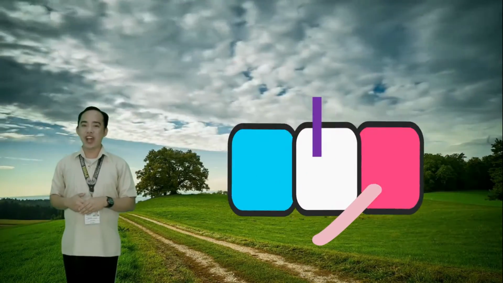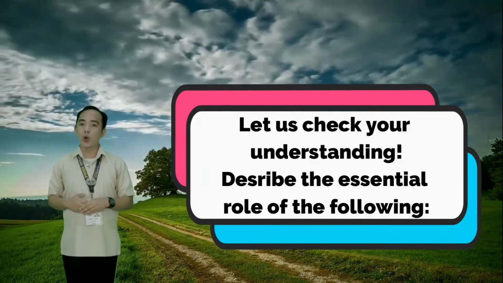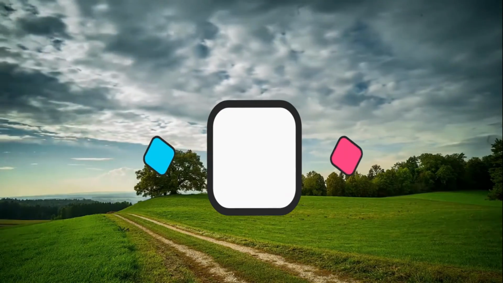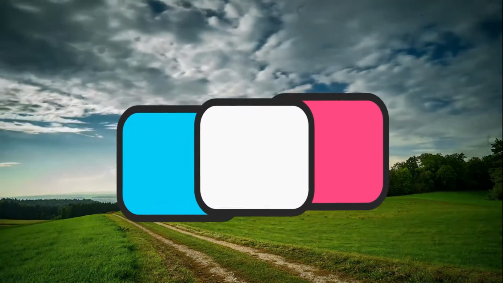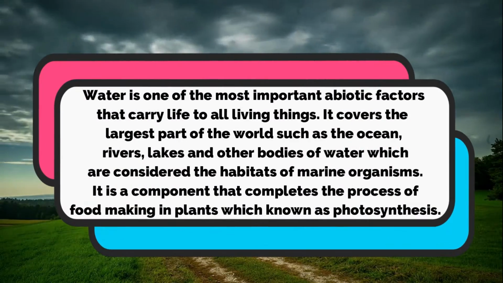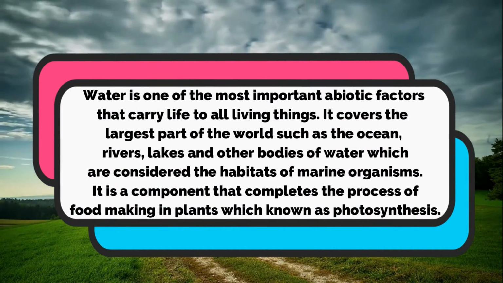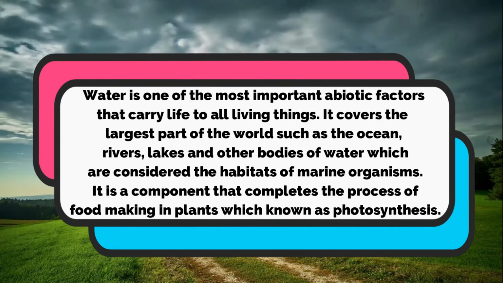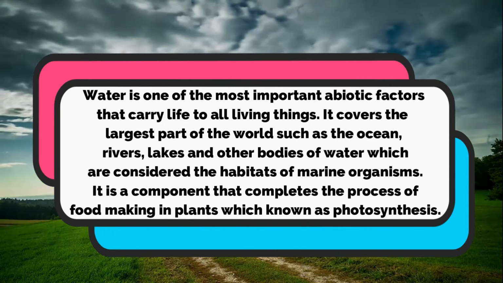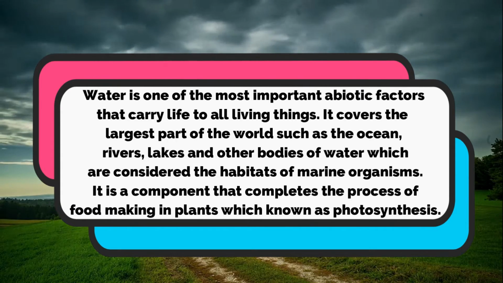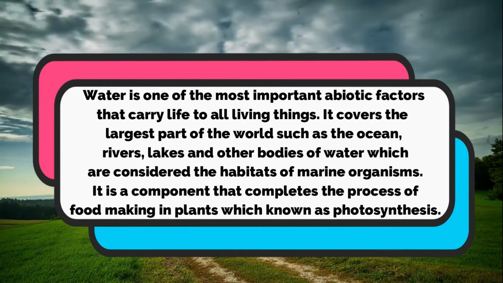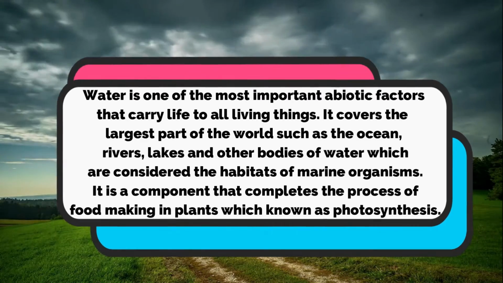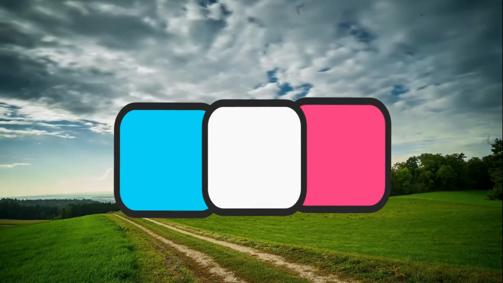Congratulations! Let us check your understanding. Describe the essential role of the following. First is water. Water is one of the most important abiotic factors that carry life to all living things. It covers the largest part of the world, such as the ocean, rivers, lakes, and other bodies of water which are considered the habitats of marine organisms. It is a component that completes the process of food making in plants, which is known as photosynthesis.